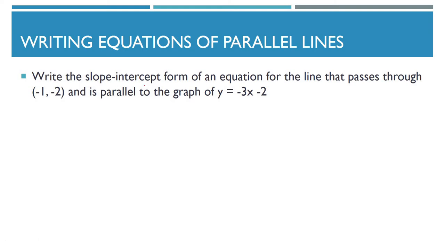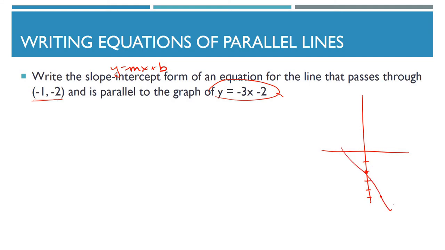So I'm being asked to write the slope-intercept form, we know what that is, y equals mx plus b, of an equation for the line that passes through the point -1, -2, and is parallel to the graph of this line. So this line that we have has a y-intercept of -2 and a slope of down 3 and to the right 1. So I want to create a line that is parallel to this line and passes through the point -1, -2. So it's going to be over here, and I want it to be parallel.